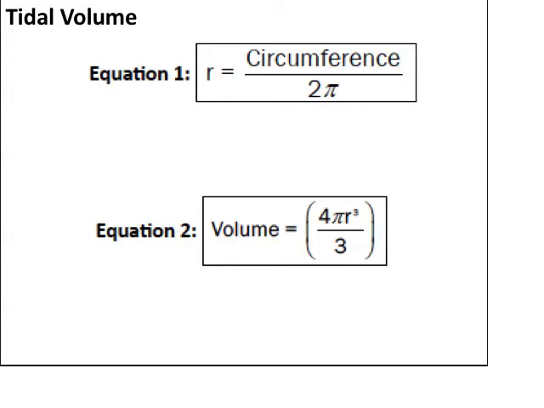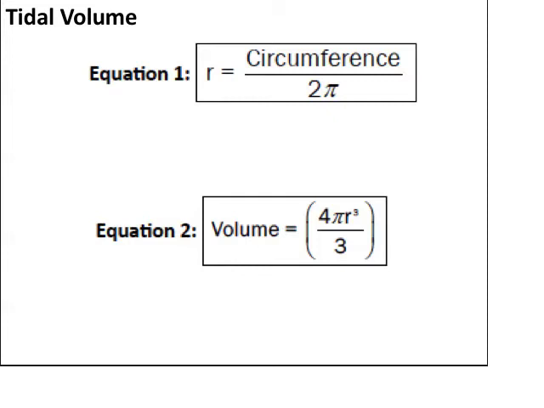Then calculate the average radius of the balloon by dividing the average circumference from the average of trials by 6.28, which is approximately equal to 2 times the number pi. You can see this in equation 1. Record this value in data table 3 of your lab report assistant next to average radius at rest. Then calculate the tidal volume at rest, which is the average volume of the balloon after one breath, using equation 2. Record this value in data table 3 by tidal volume at rest in milliliters.